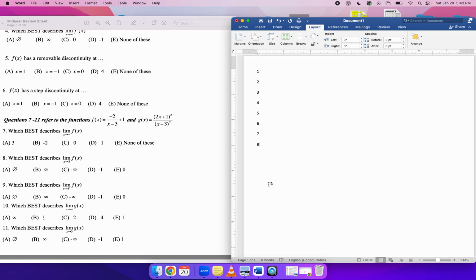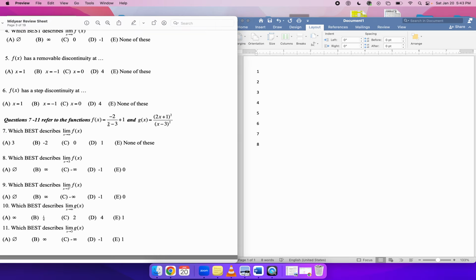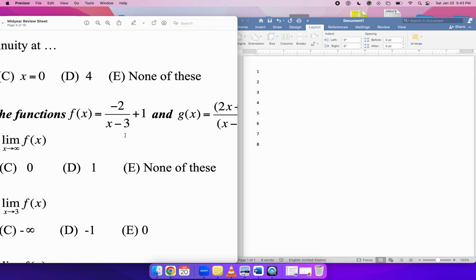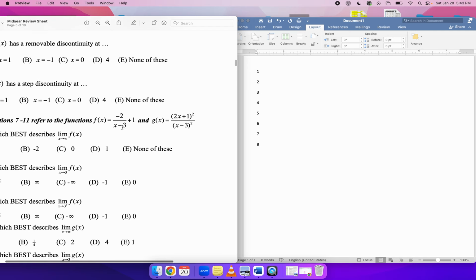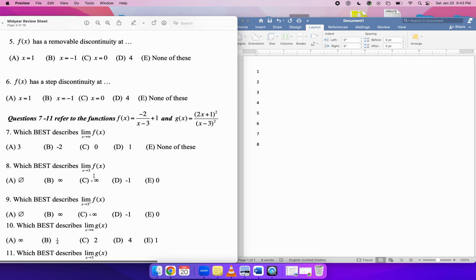Number 8, which best describes limit as x approaches 3, f of x. Well, if I plug 3 into the function f of x, I'll obtain -2 over 0 plus 1. This term here, because I'm obtaining a non-zero number over 0, that indicates that I have some kind of vertical asymptote at that location at x equals 3. Because this is a two-sided limit, I'm obligated to figure out what's going on both sides. So to figure that out, what I should do is plug a number that is a little bit less than 3. That will tell me what's happening as I approach 3 from the left, and plug in a number a little bit bigger than 3.